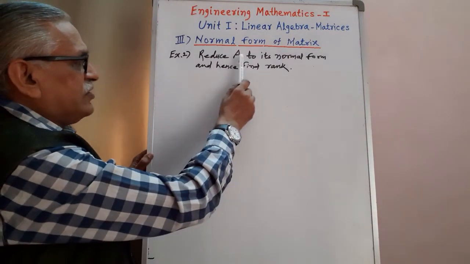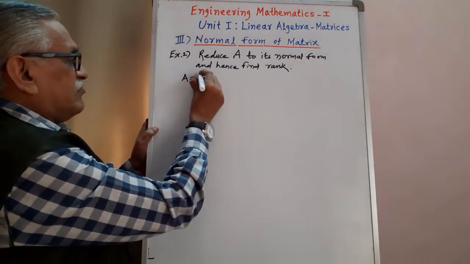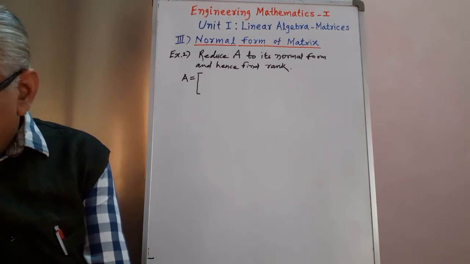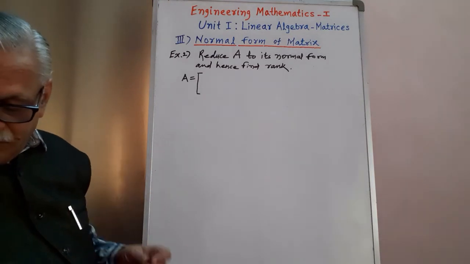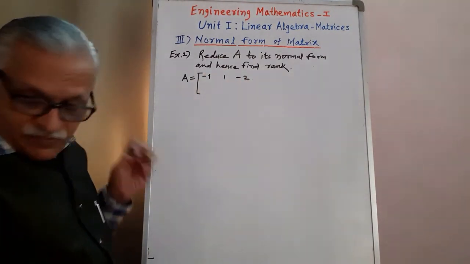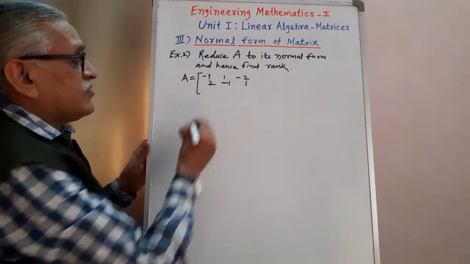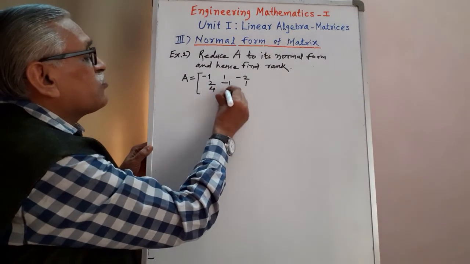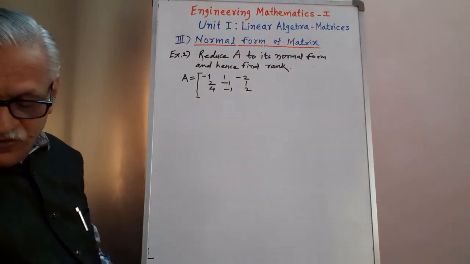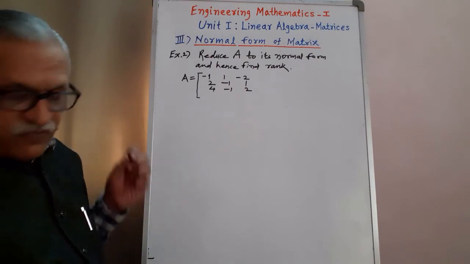Second example: reduce matrix A to its normal form and hence find rank, and that matrix A is minus 1 1 minus 2, 2 minus 1 1, third row 4 minus 1 2, and the fourth row 3 minus 1 1.